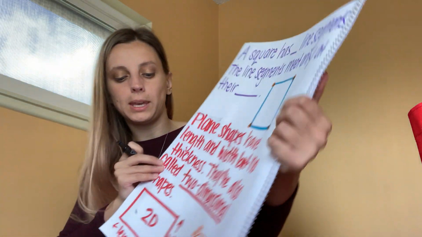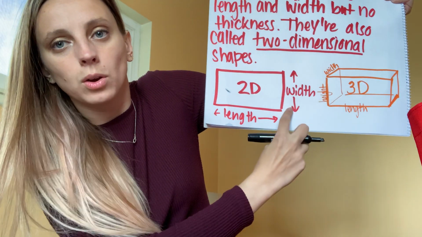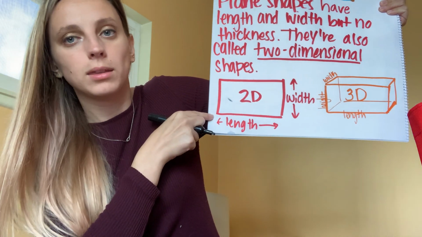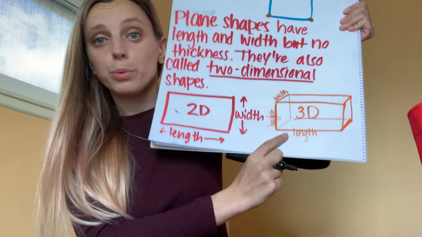I can draw it on a paper and that's it. That's all there is to that shape. There's no thickness. They're also called two-dimensional because of this, because we talk about them in 2 dimensions, width and length. Now, if you've ever gone to the movies, you might have seen something called 3D.